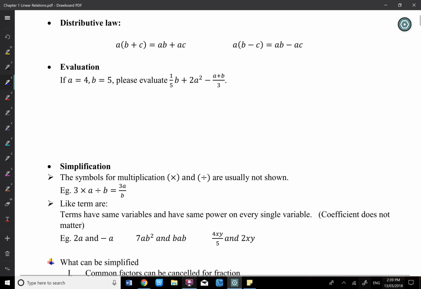We know the distributive law, a times (b plus c). Well, we learned that when we're trying to expand binomials. So that's ab plus ac. We have a times (b minus c), that's ab minus ac. We know that.